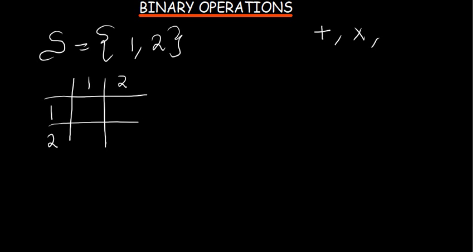We are going to multiply them. 1 multiplied by 1, that's a 1. 1 by 2, that's a 2. 1 by 2, that's a 2. 2 by 2, that's a 4. So I can see 4 is not part of this set, meaning that multiplication is not a binary operation on the set S. Let's see addition.